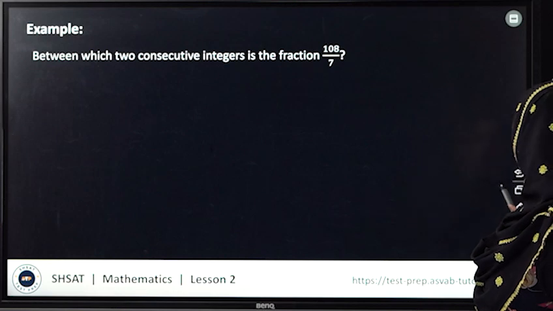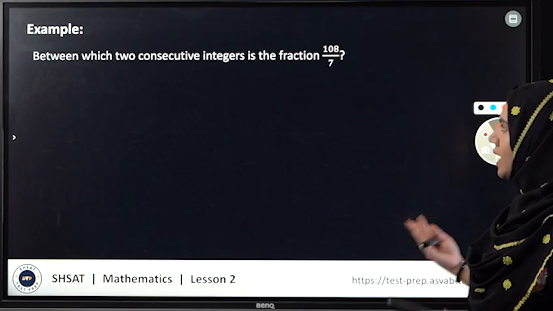Okay. Now we have another question where we have consecutive integers.